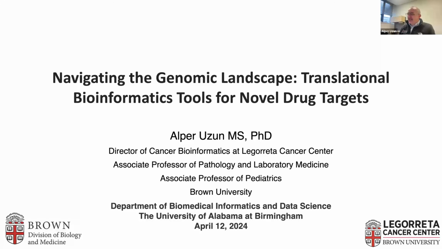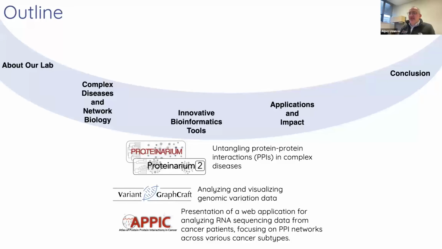So this is the outline of my talk, but Amy already talked a lot about my lab, so I can skip this part quicker than usual. This is what I'm going to talk about: complex diseases, network biology, the tools that we are developing and we developed, how we apply them to the problems in network and complex diseases, and as a conclusion, what we are getting out of them.